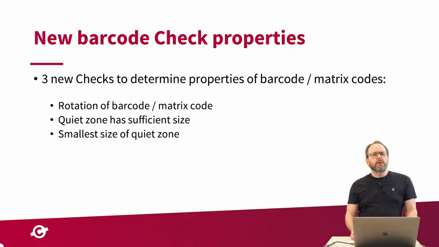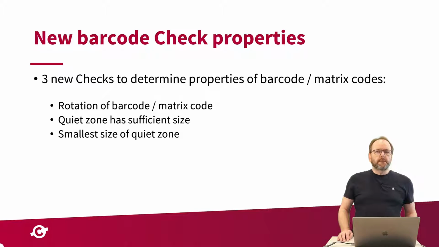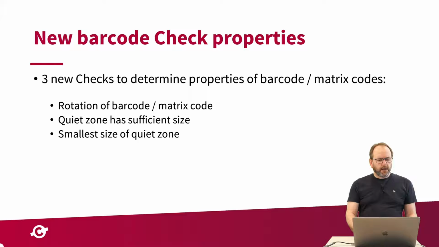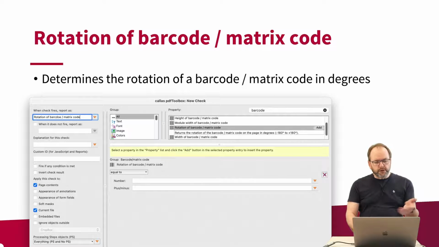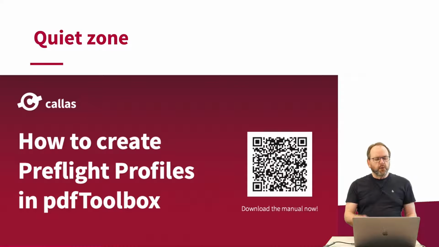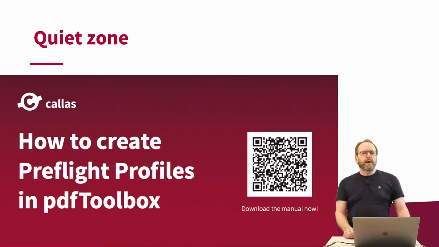Specifically, you can now get the rotation of a barcode or a matrix code, and that can be important. If you know that you are looking for an EAN code and it has to be rotated 90 degrees, you can now check for that. But perhaps even more interesting, you can also check the quiet zone of a barcode. There are new conditions for that. I'll show them in a second, but I want to at least explain what the quiet zone is.